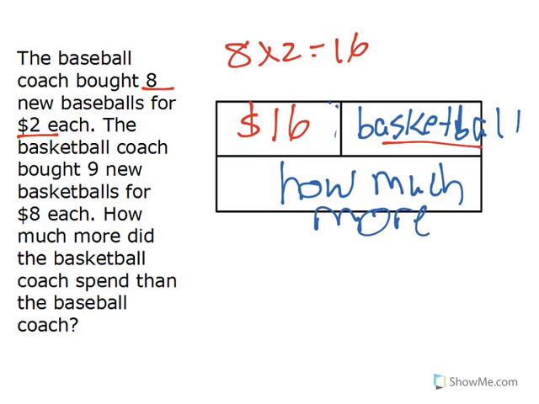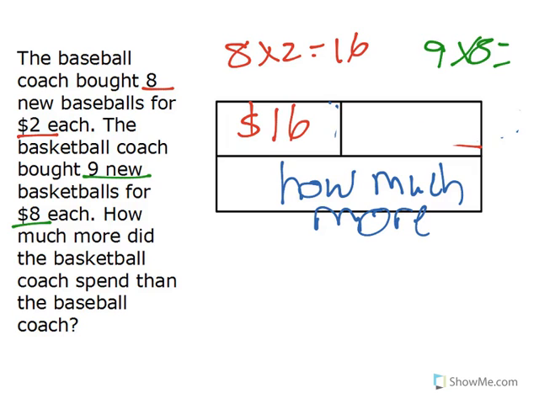Then I need to think about the basketball coach. So basketball, he bought 9 new basketballs for $8 each. So this means that I'm going to do 9 times 8, which would be 72. So here's what I know. I know that the baseball coach spent $16. I know that the basketball coach spent $72. What I need to find out is how much more money did the basketball coach spend than the baseball coach.